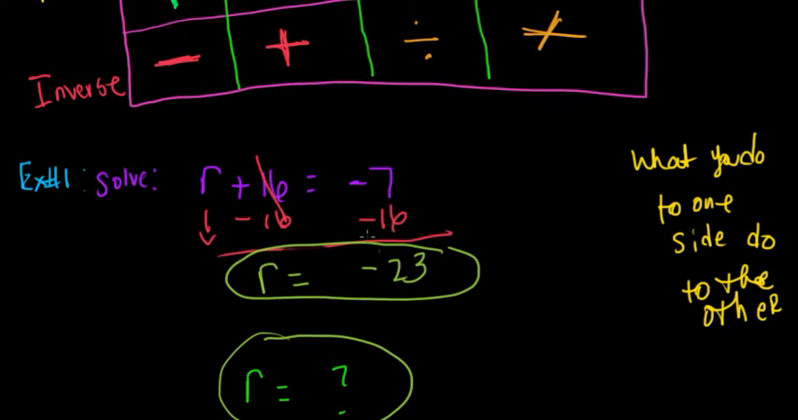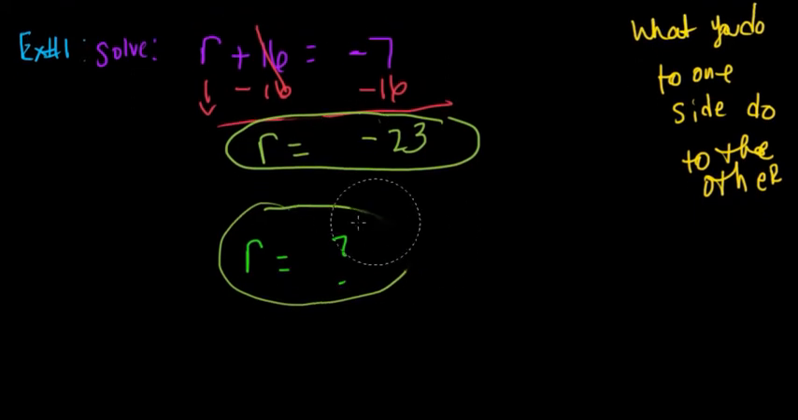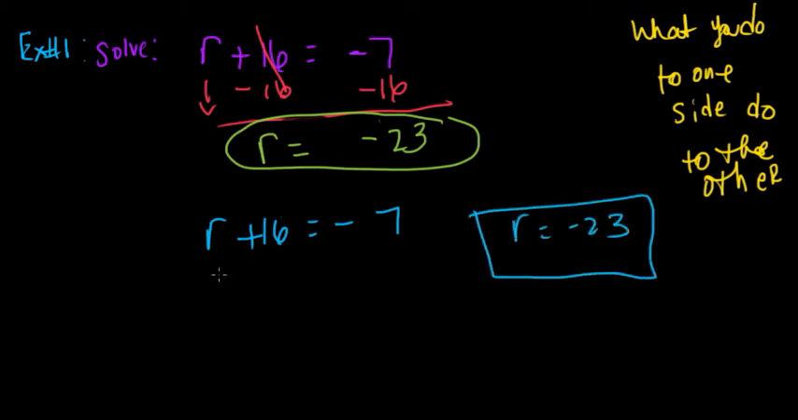Okay, so we can also check this. Let's go ahead and check this to make sure it's right. Well, in this case it says that r plus 16 is equal to negative 7, and r is equal to negative 23, so let's go ahead and substitute. It says r plus 16 is equal to negative 7, and r is equal to minus 23, because that's what we have here, correct?